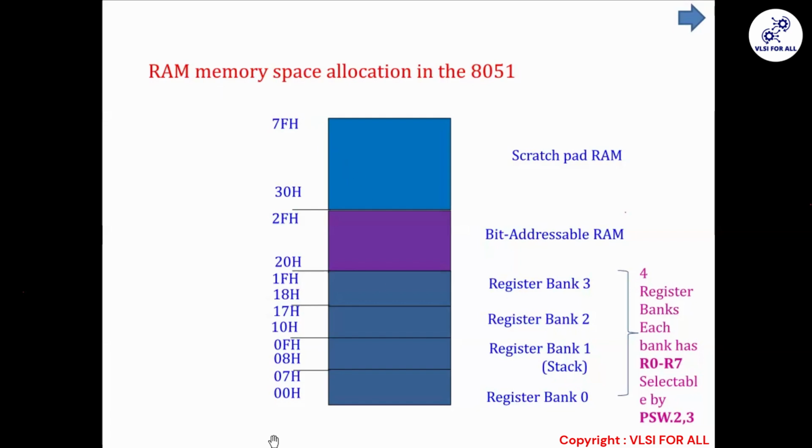But RAM, how is the RAM? Starting from 00, going up to 07. What is it accommodating from 00 to 07? 00, 01, 02, 03, 04, 05, 06, and 07. 8 registers. Of which bank? Register bank 0. And what is this width?